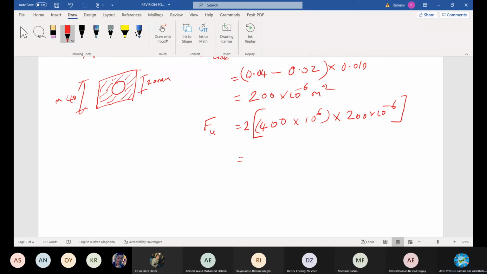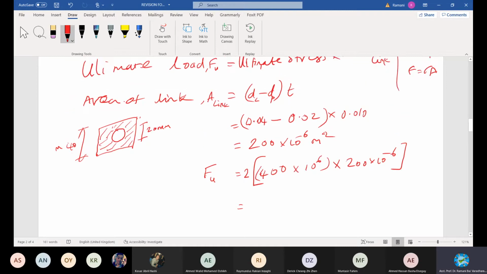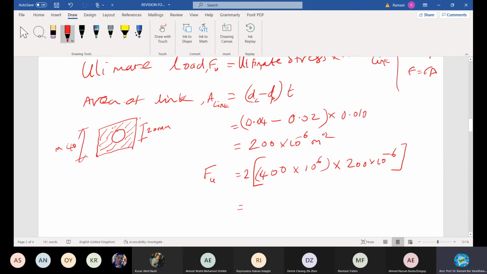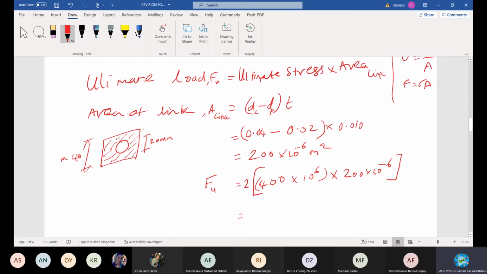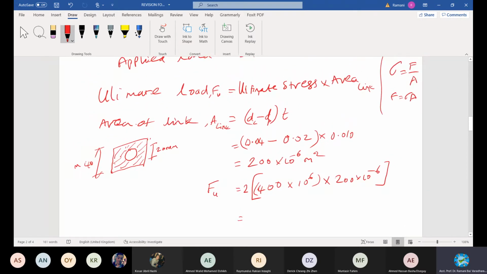80,000 Newton. Why 8,000? Wrong answer. Please check. Did I substitute all? Area is there. Load is there. I mean, load we find. Stress is there. How much is the value? Quickly. I have to close your class shortly. 160 into 10 to the power 3.